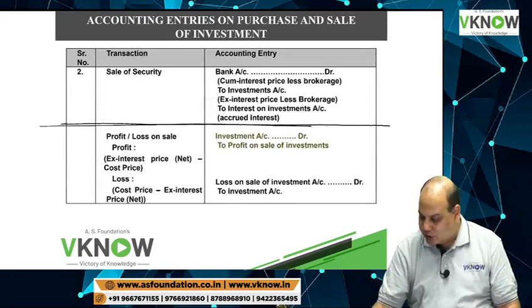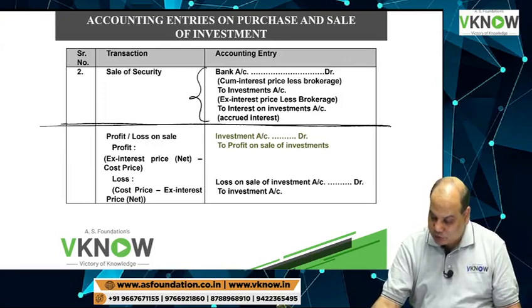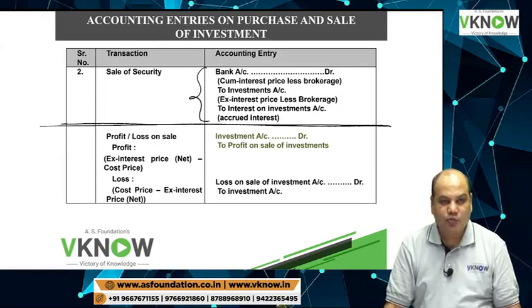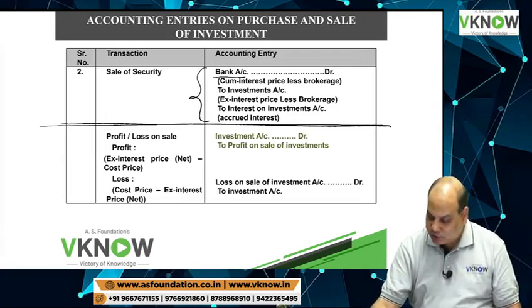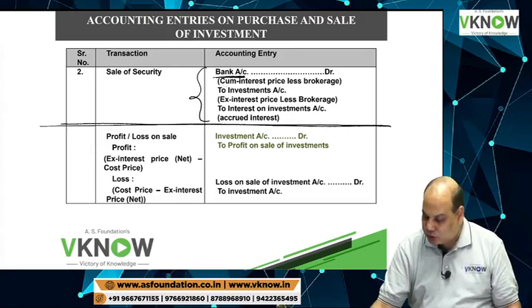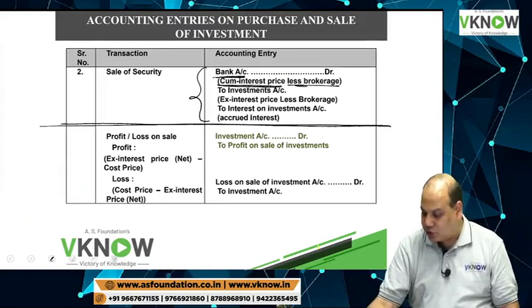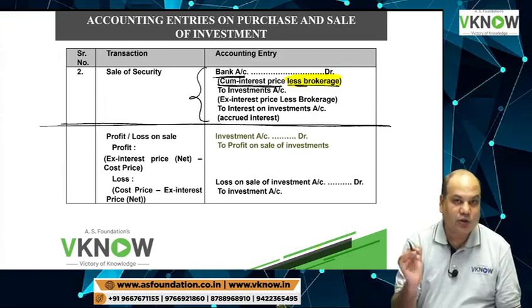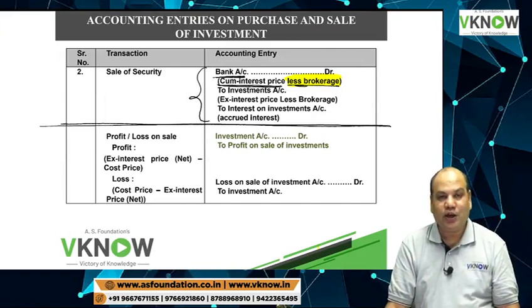But in the books of the seller, we first have to pass the entry for sale. Just reverse the previous entry. He will pass the entry: bank account debit total amount received, cum-interest price, meaning total amount received minus any brokerage paid. Very important, both parties pay brokerage. The buyer also pays brokerage, the seller also pays brokerage. The broker earns brokerage from buyer and seller.